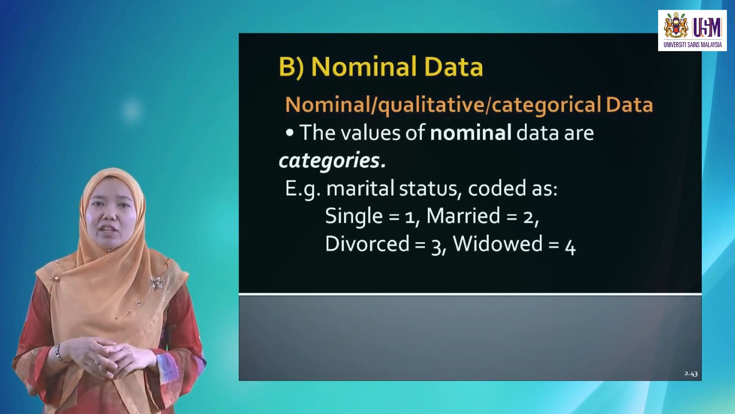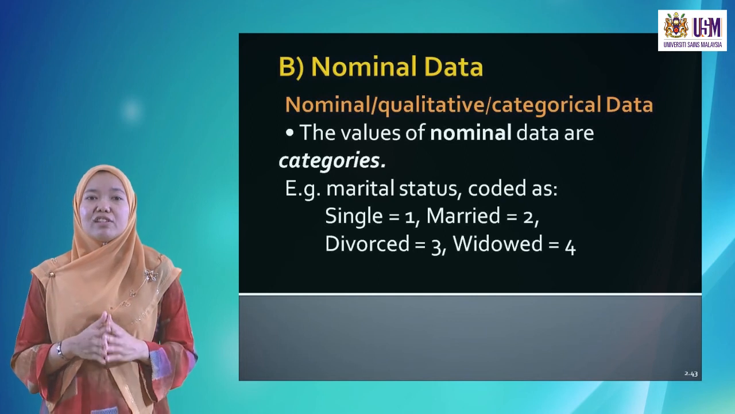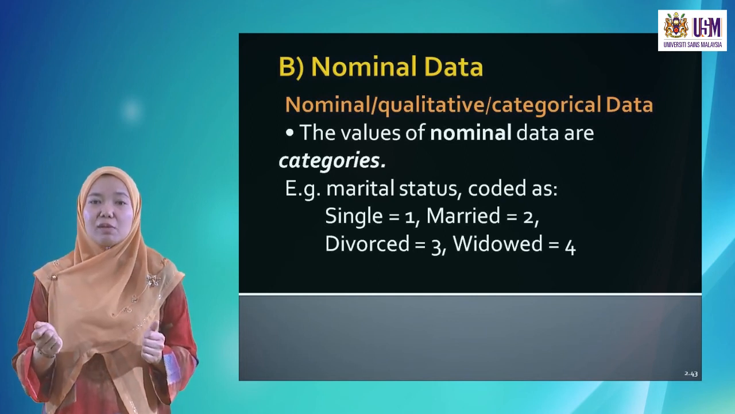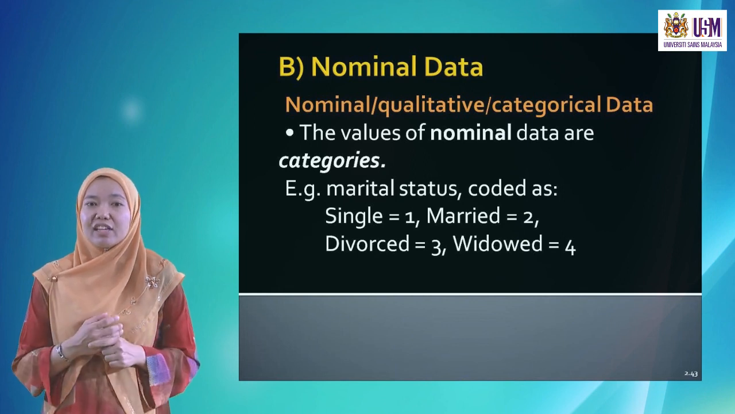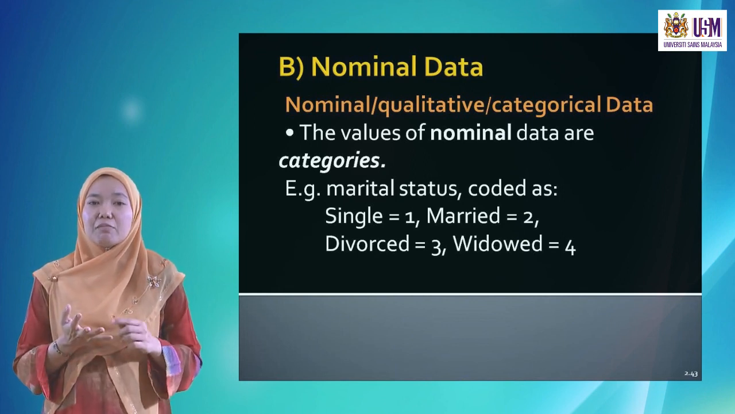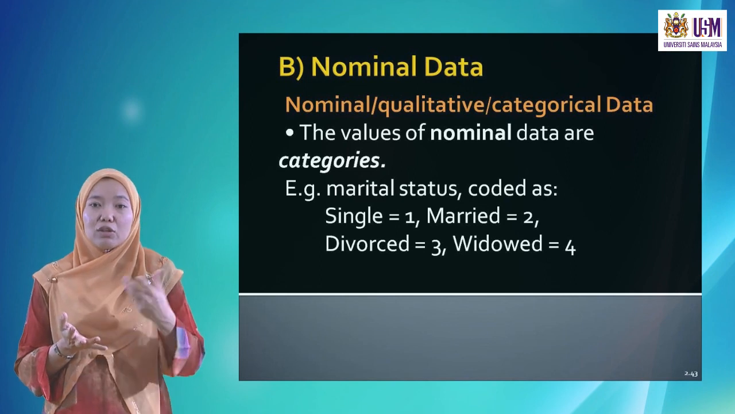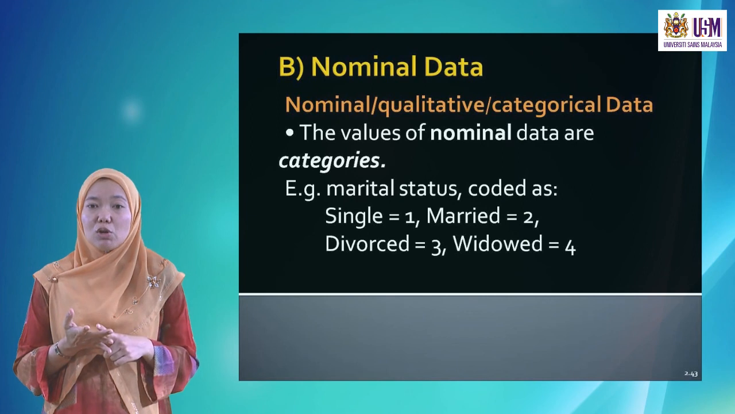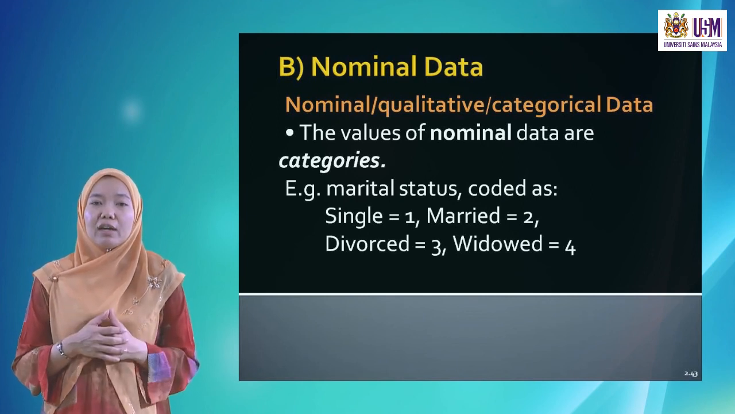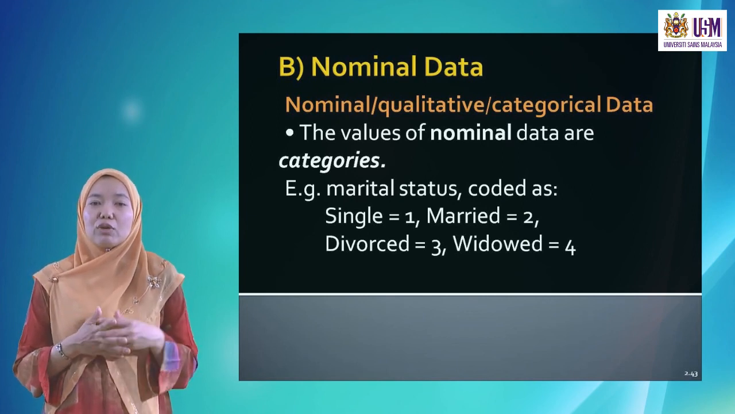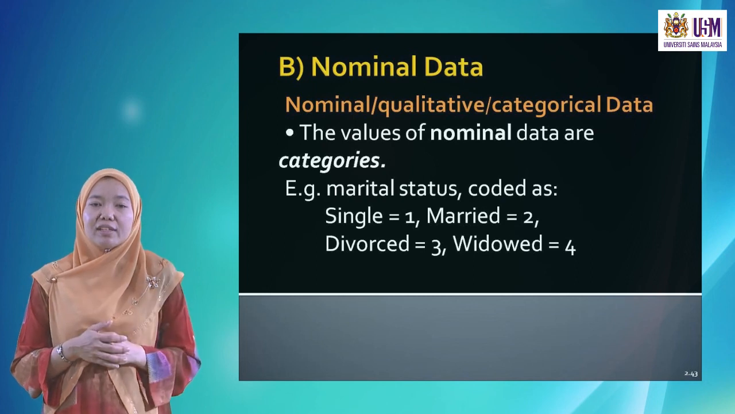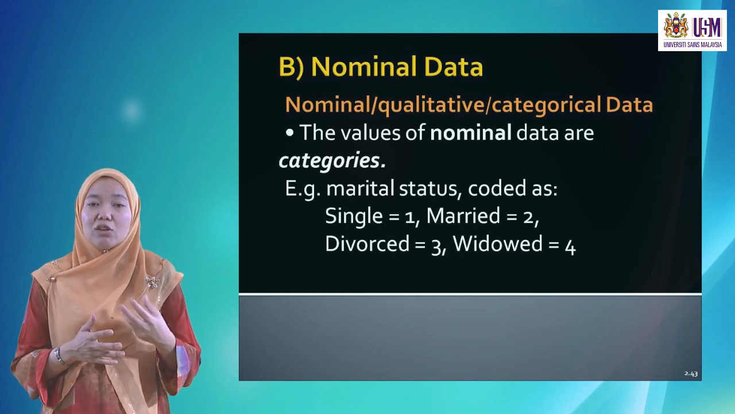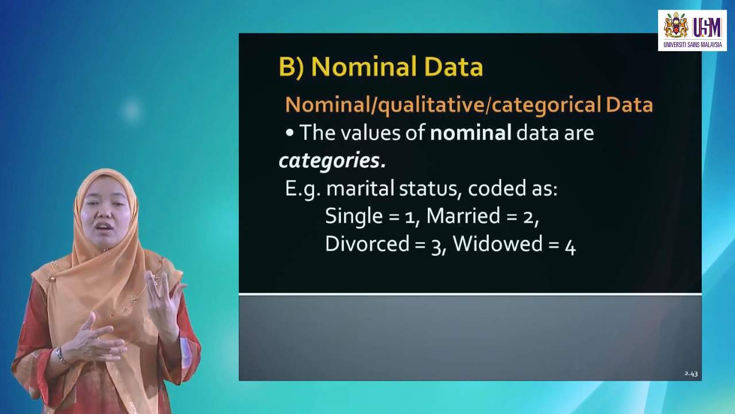And when we discuss nominal data, the values of nominal data are in terms of categories. The first thing that comes to mind is marital status. Marital status can be single, where you give a code, or married, divorced, or widowed. In Malaysia, for example, when we fill in a form, there is an issue whether you need to state your race, whether you are Malay, Indian, Chinese, or others.